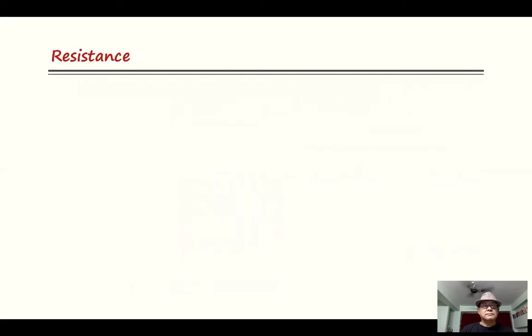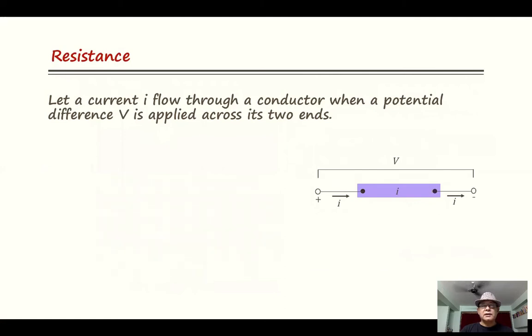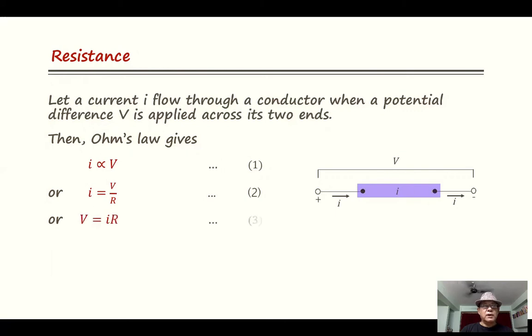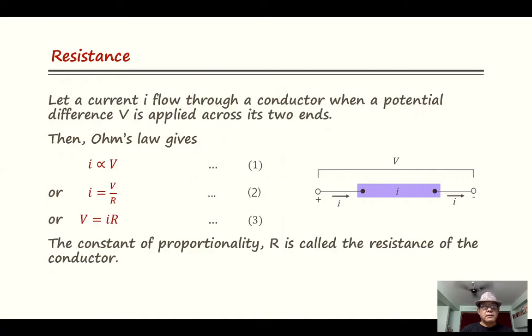Resistance. Let a current I flow through a conductor when a potential difference V is applied across its two ends. Then Ohm's law gives I proportional to V, this is equation 1, or I equal to V by R, call it equation 2, or V equal to IR, we call it equation 3. The constant of proportionality R is called the resistance of the conductor.